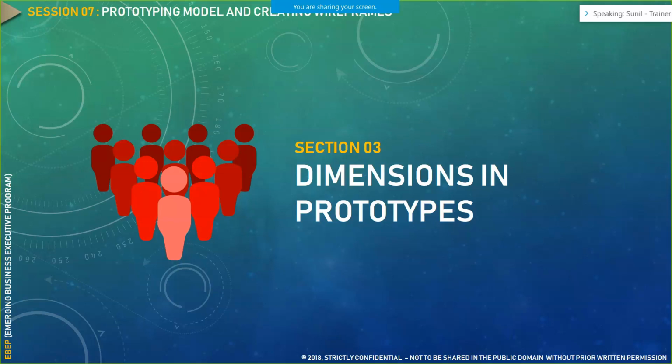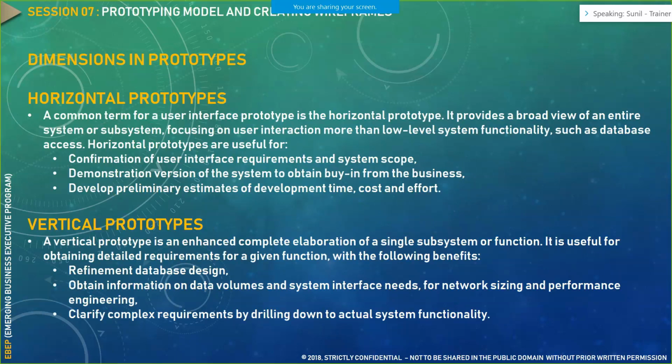Understanding the prototyping process, we now understand the dimensions of prototypes. Essentially, there are two sets of prototypes: one is your horizontal prototype and one is your vertical prototype. There are other categories as well, but we will first see these two.